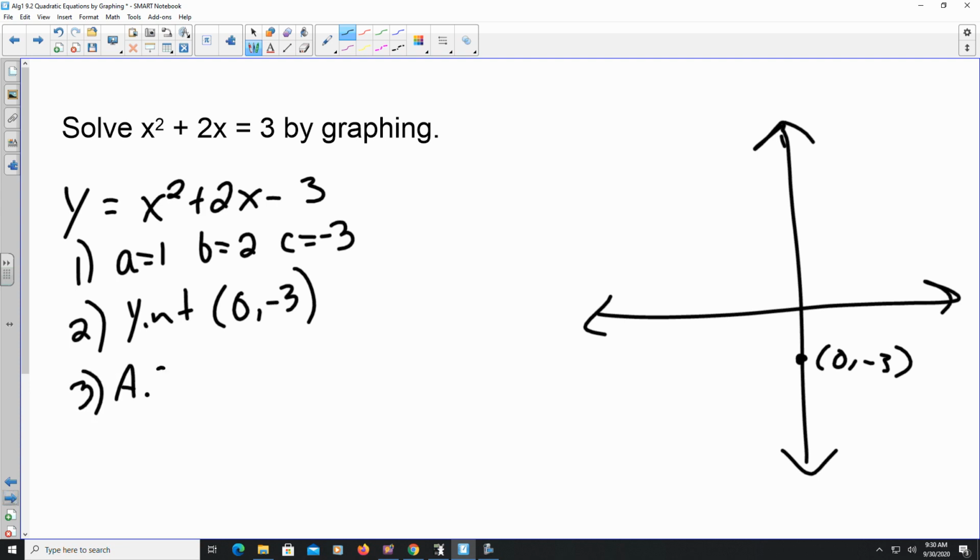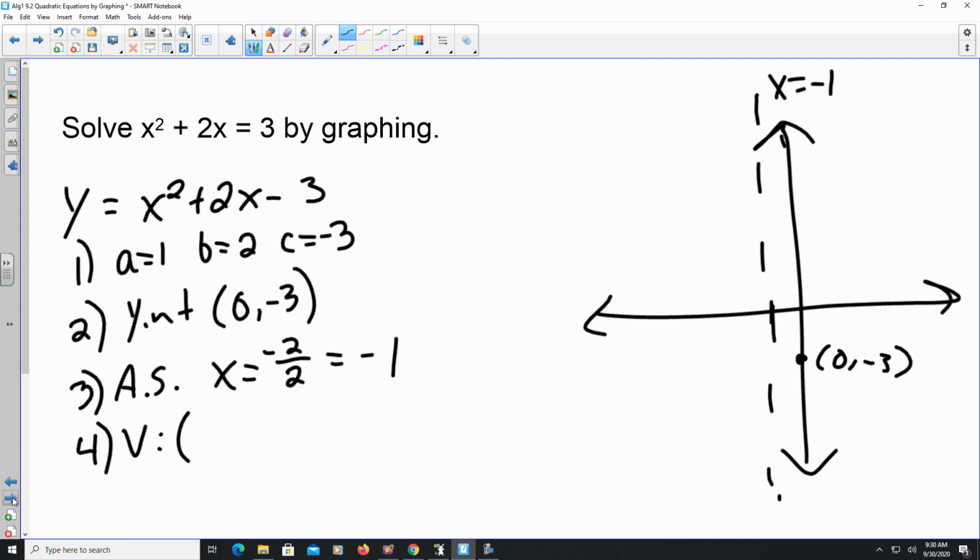Axis of symmetry, again, x is going to be equal to negative b, so it's negative 2 over 2a. So 2 times 1 is 2, so negative 1. If this is my negative 1, I make my dashed line like so. X equals negative 1.